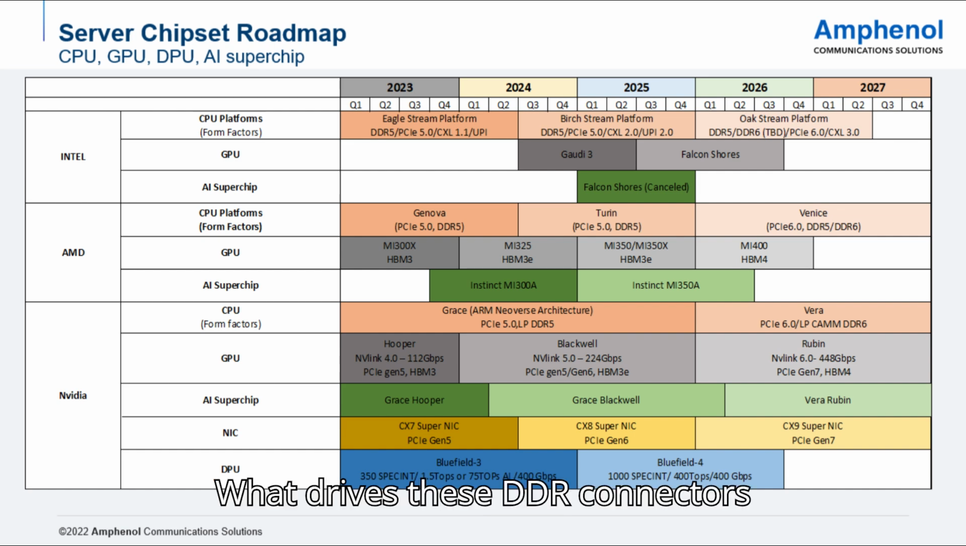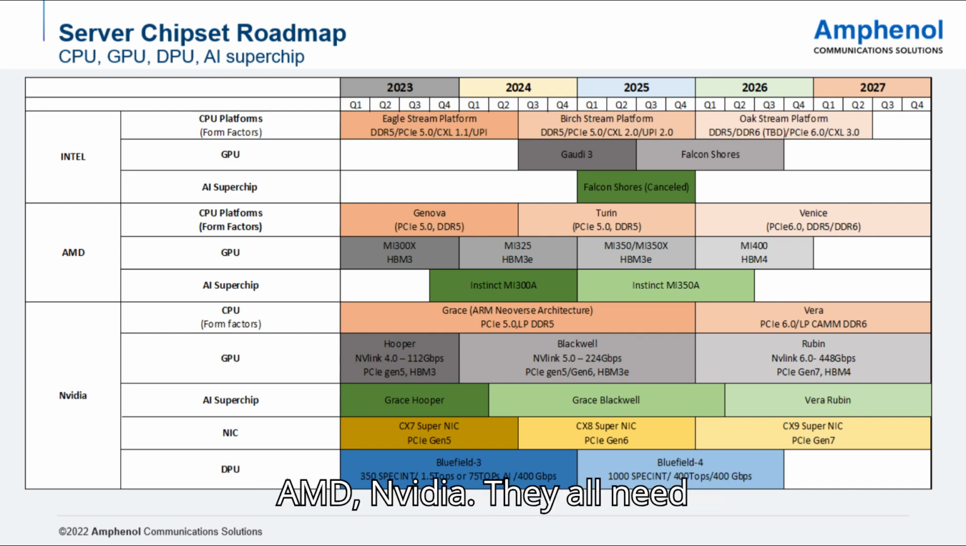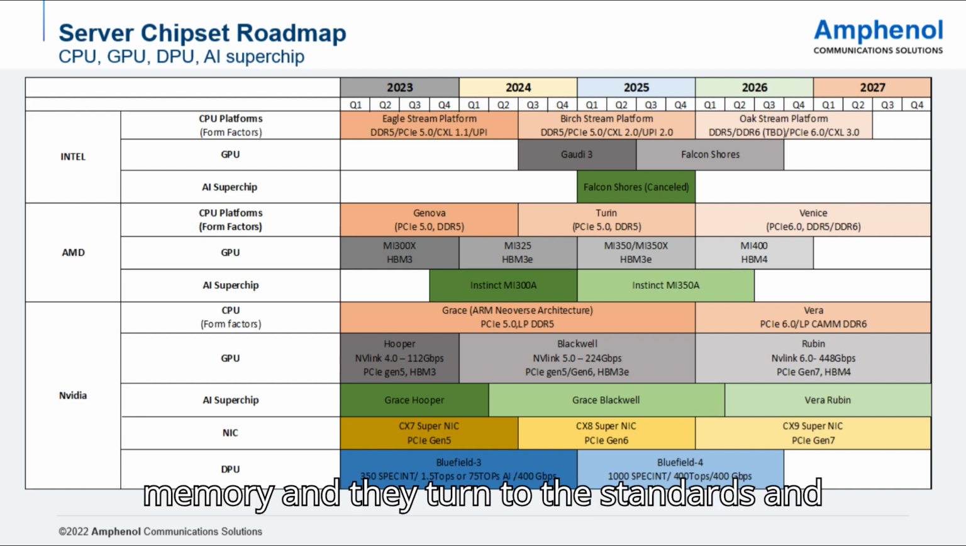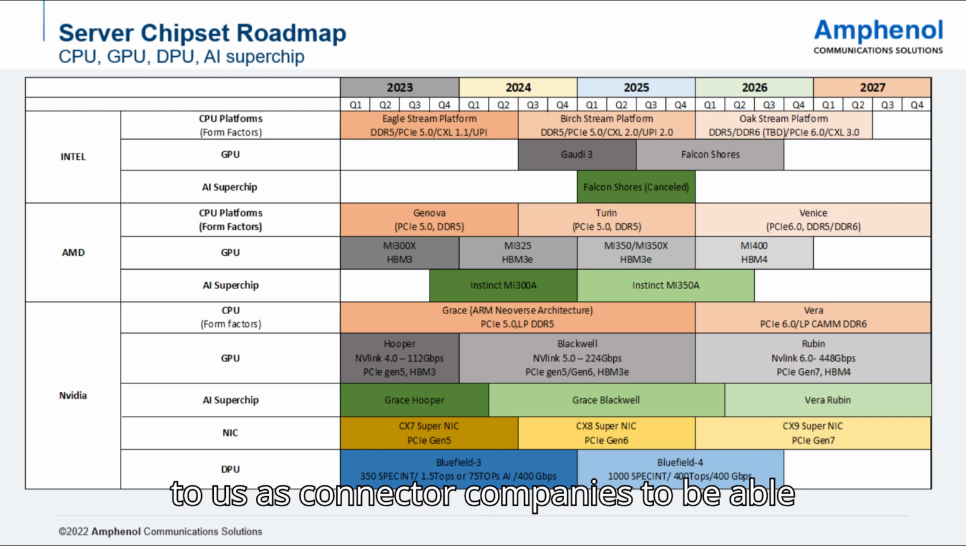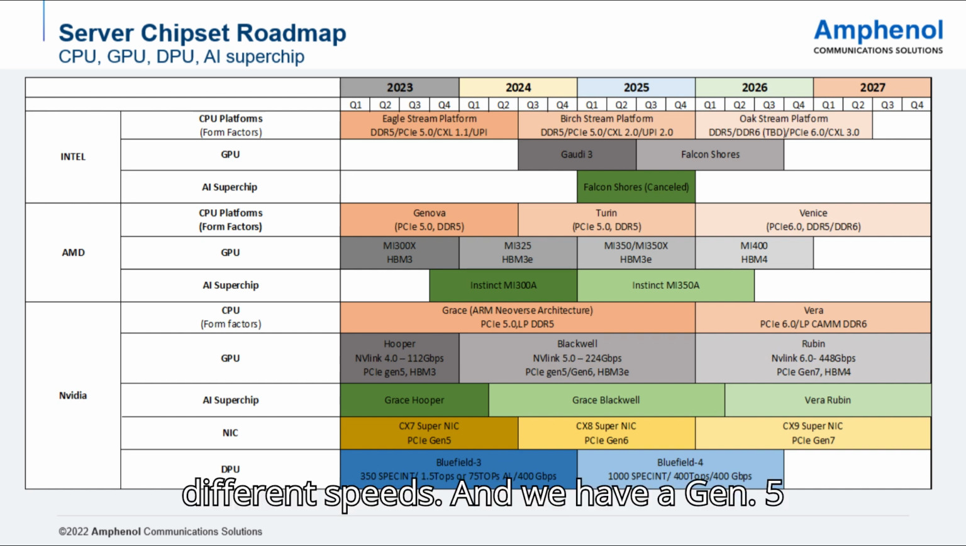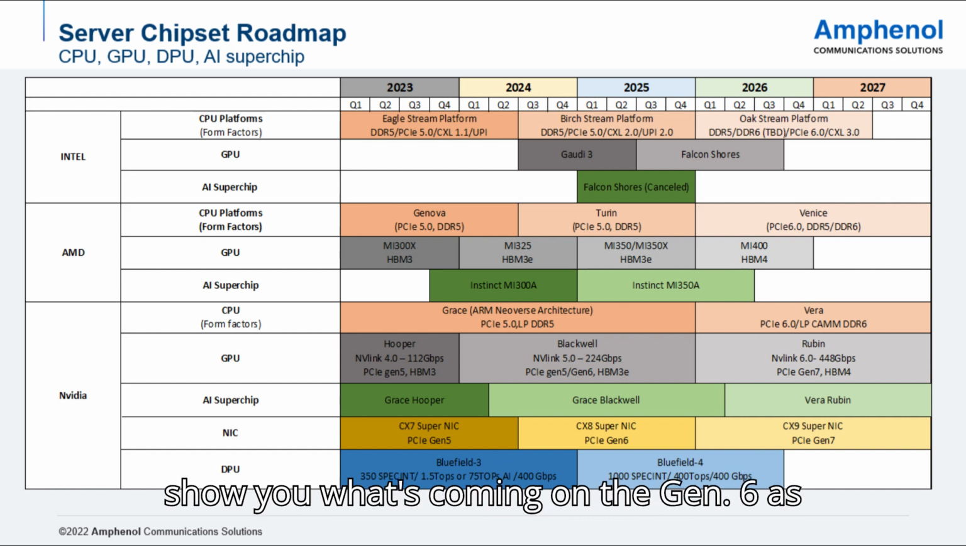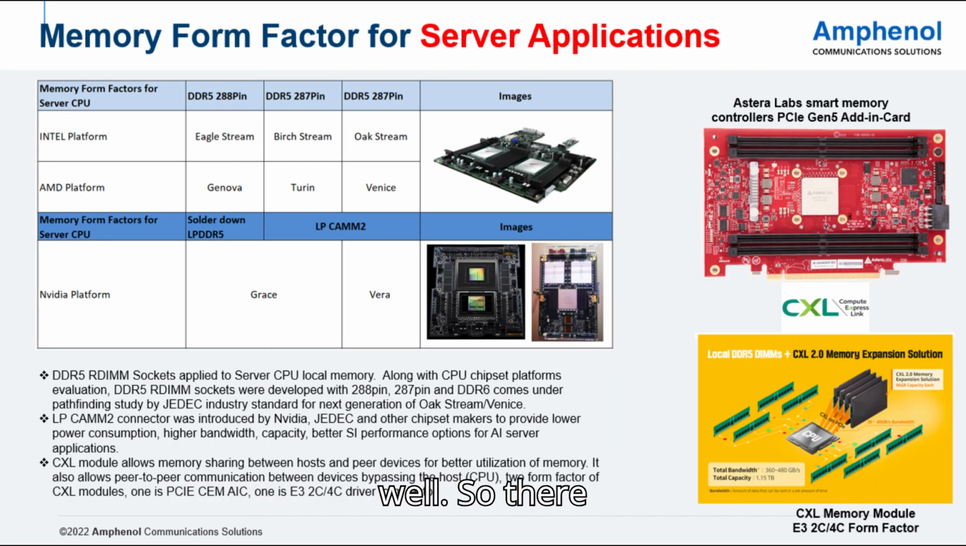What drives these DDR connectors is all these chips that come out, the processors from Intel, AMD, NVIDIA. They all need memory, and they turn to the standards and to us as connector companies to be able to give them this DDR form factor in any different orientations, as well as different speeds. And we have Gen 5 out. You'll see that, and I'm going to show you what's coming on for Gen 6 as well.